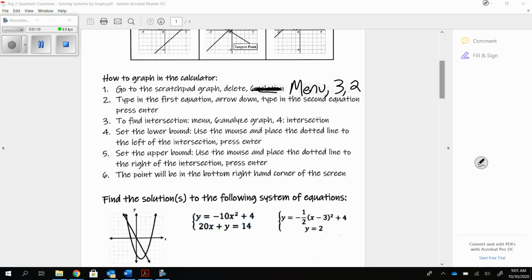Okay. Menu 3, 2. Then type in the first equation. We just did this for inequalities. All right, type in the first equation, arrow down, type in the second equation, press enter. We should know how to do that.